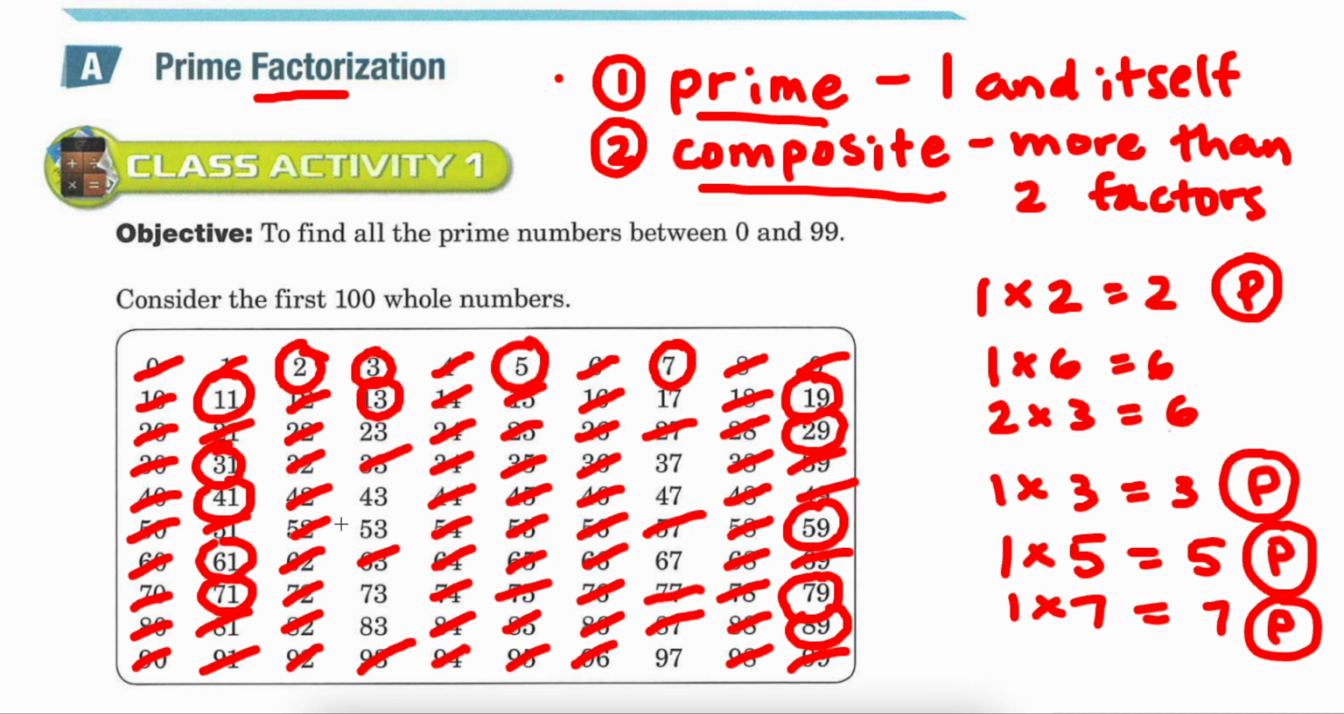So 1, 3, 5, 7, 9, those tend to be our prime numbers. And again, prime numbers are those that can only be factored by 1 and itself. Okay, so those are prime numbers. Only has the factors of 1 and itself.